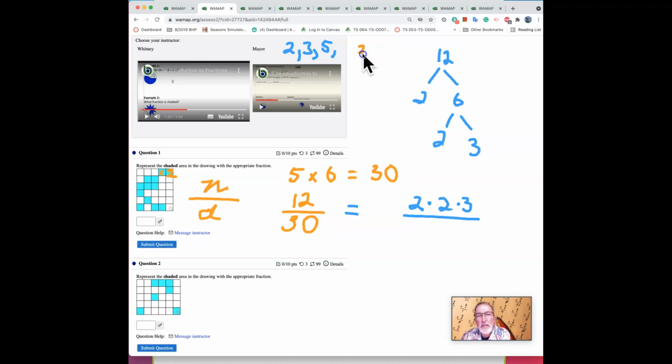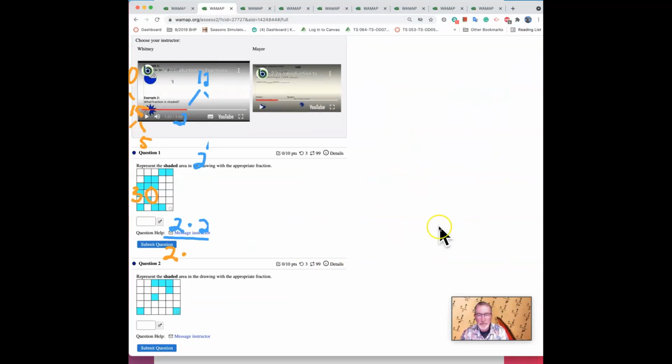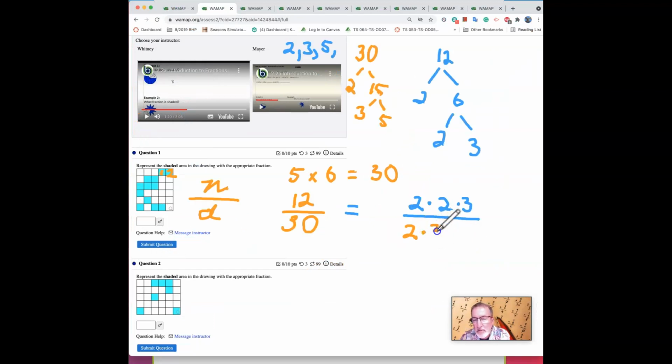So we've got 30 here, right? So 30 can be divided by 2, which is our smallest prime, leaving 15. And 15 can be divided by 3, leaving 5. Now we have 3 prime numbers. 2 times 3 times 5 is 30. This is the prime factorization. We're going to write this below the prime factorization for 12. All right, so 2 times 3 times 5.